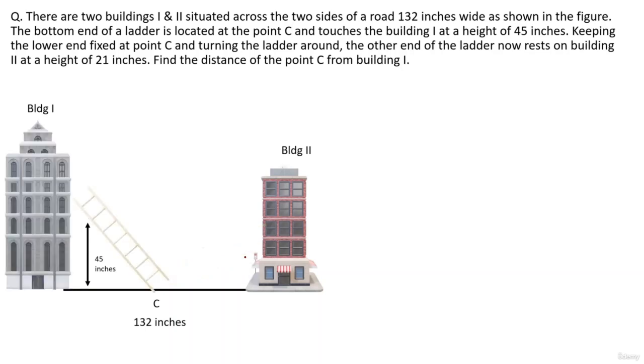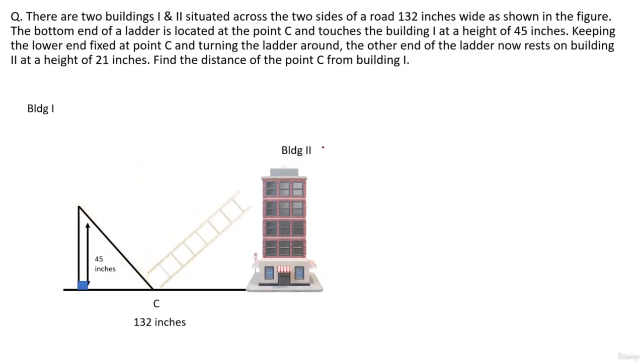All right, guys. So I'll just again explain what exactly happens in this question from the start. There are two buildings, as you can see, building 1 and building 2. At the point C, I have pivoted, or basically stuck, a ladder at this point, which is in contact with the road here. This ladder is resting at a height of 45 inches on the building 1. Now you can just keep the point C fixed here. Keeping the point C fixed, I am going to turn the ladder like this, and now the ladder will meet the other building at a height of 21 inches as per the question.